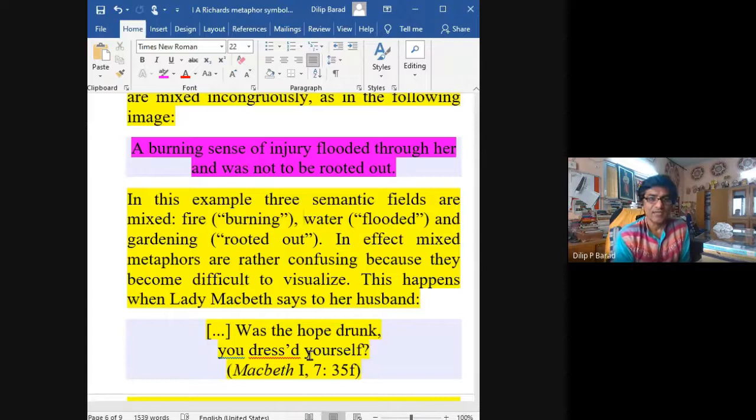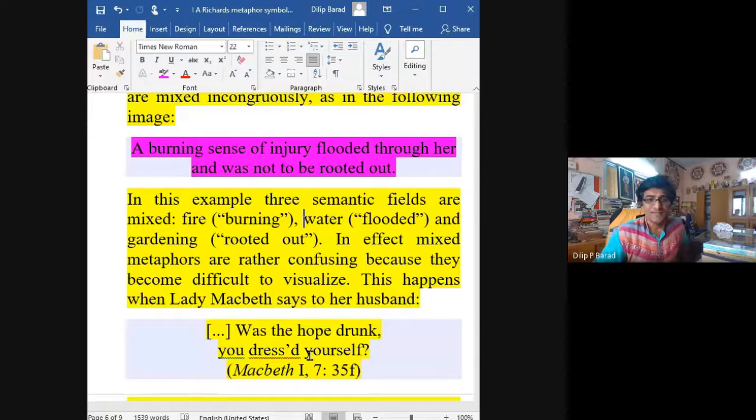From fire, the word burning is coming. Burning is connected with the semantic field of fire. Flooded is connected with the semantic field of water. And fire and water are very opposite elements. Very opposite. So incongruous metaphors are mixed. And gardening is altogether a different thing. Rooted out. That is, to uproot the plant from its root. Rooted out.